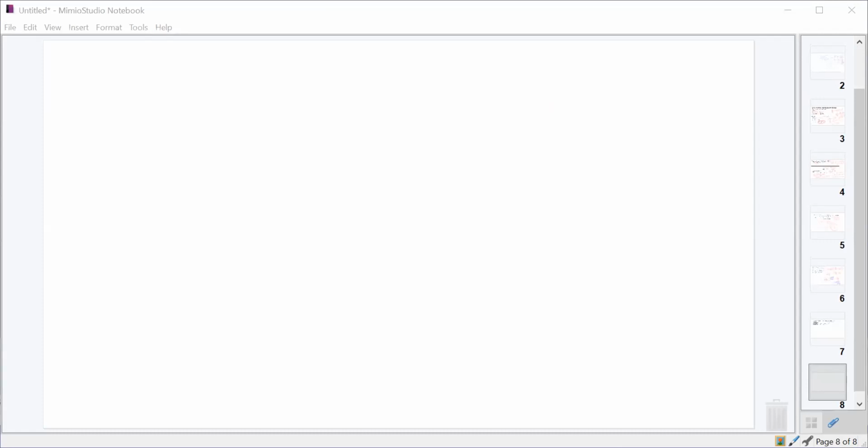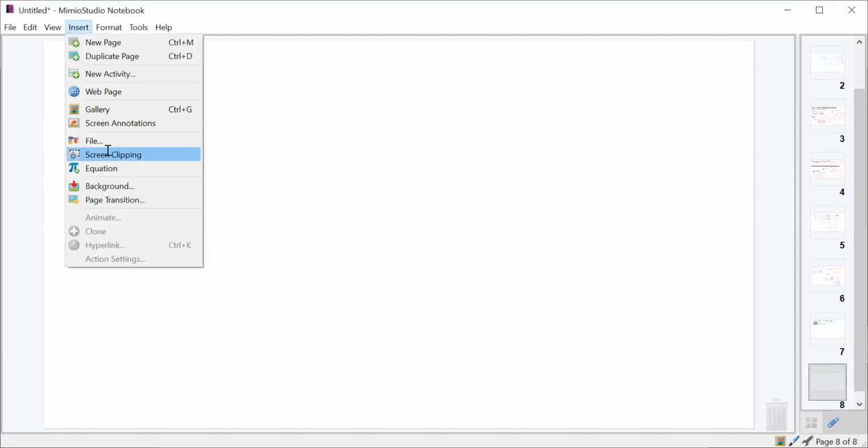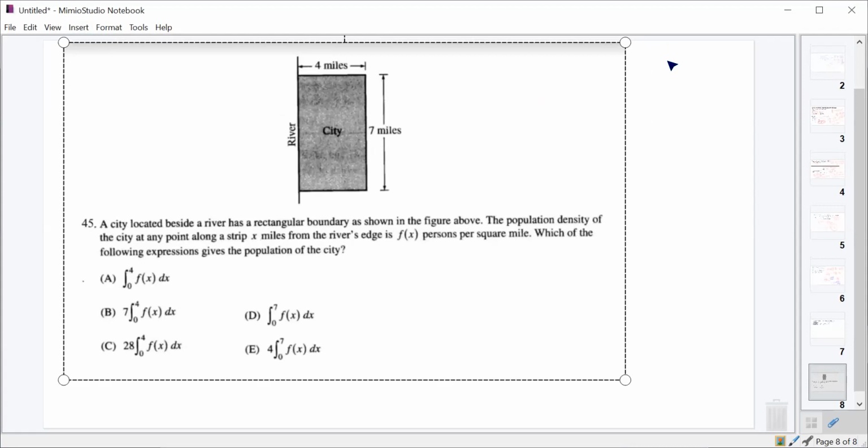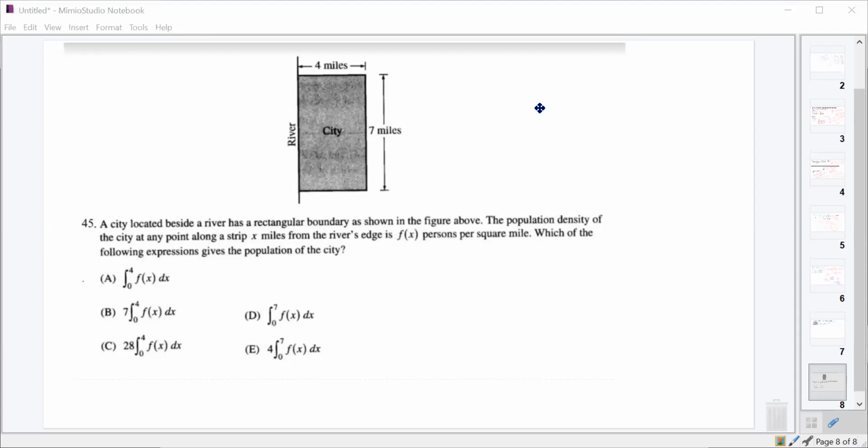Oh yeah, I did this one. I think I did this one last period. The problem with the river and the city, etc. All right, so here we go. Number 45. We've got a city that is located beside a river. It's got a rectangular boundary.